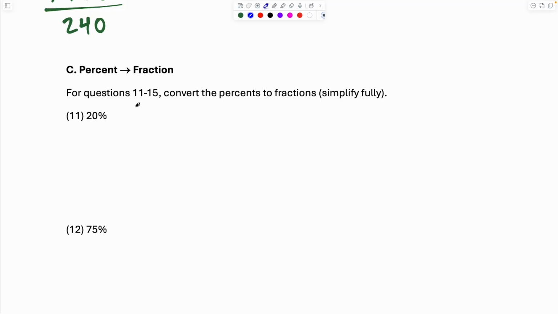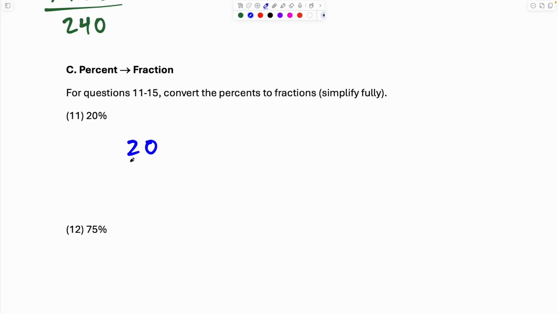For part C, we're going to convert from percent to fraction form. And this is going to happen for questions 11 through 15. Once again, we are converting the percents to fractions, and we are going to simplify fully. So let's start here with question 11. We have 20%. And for these type of questions, just remember percent means out of 100.